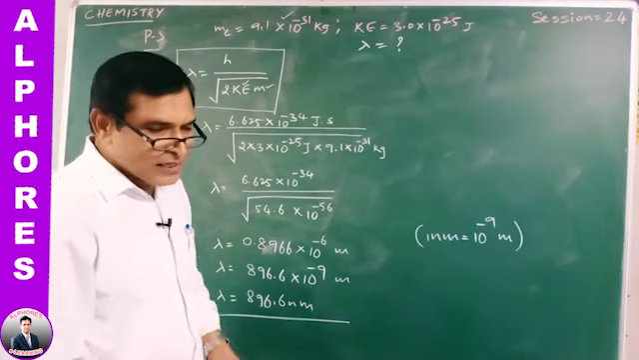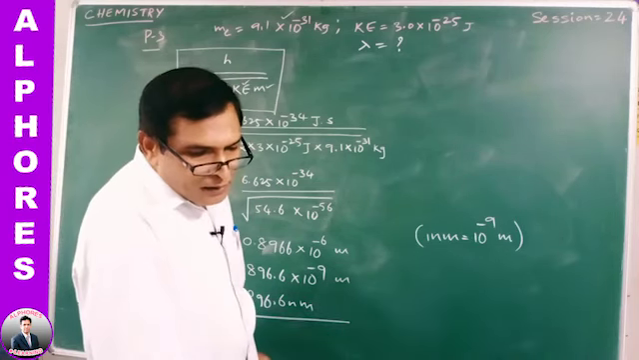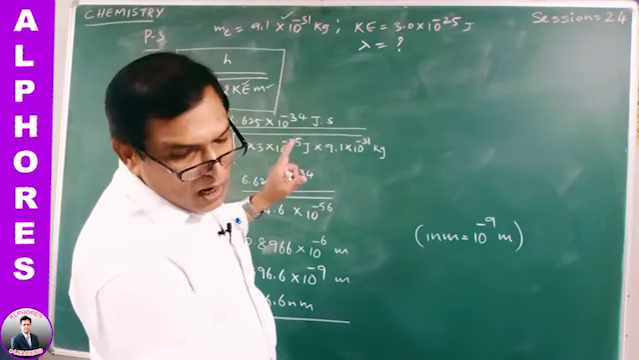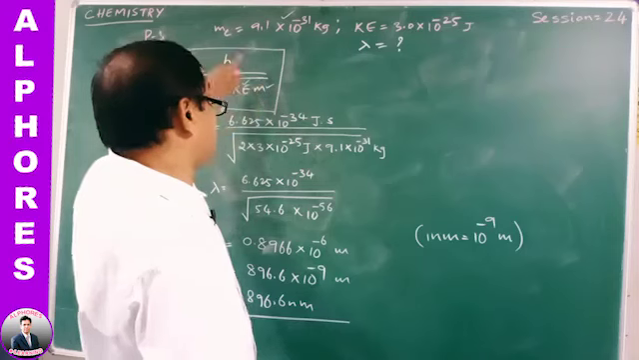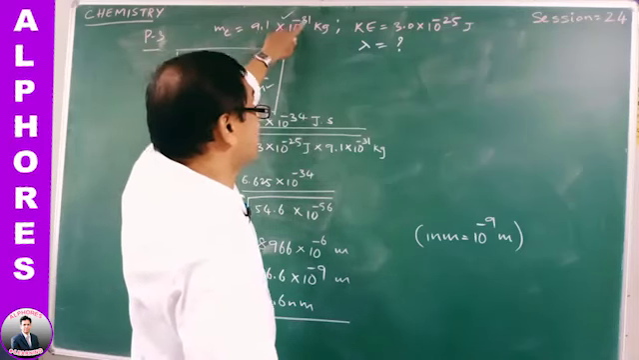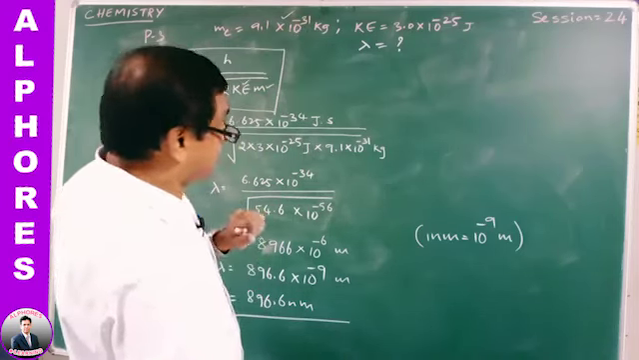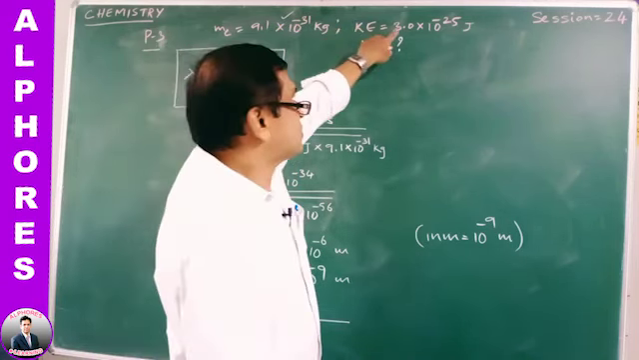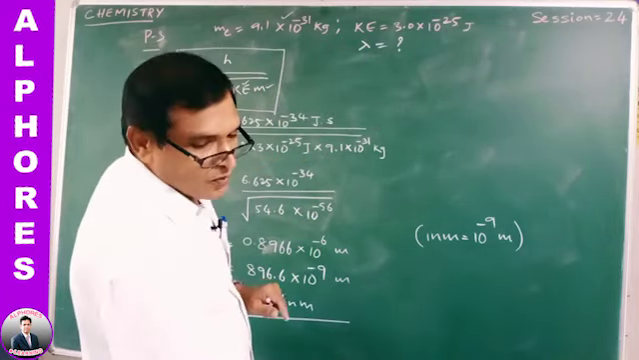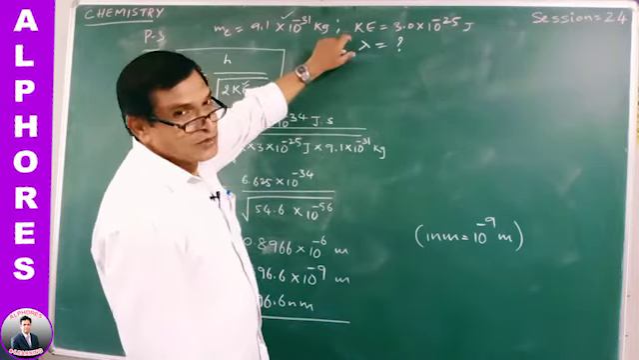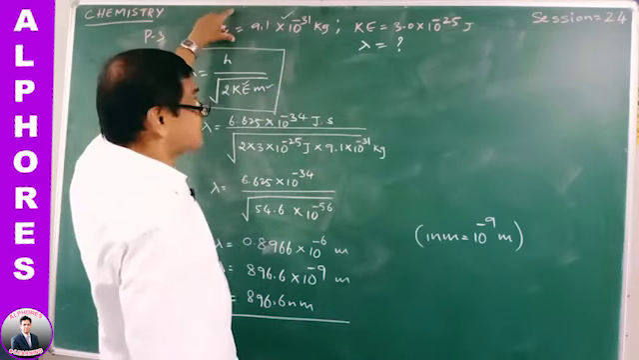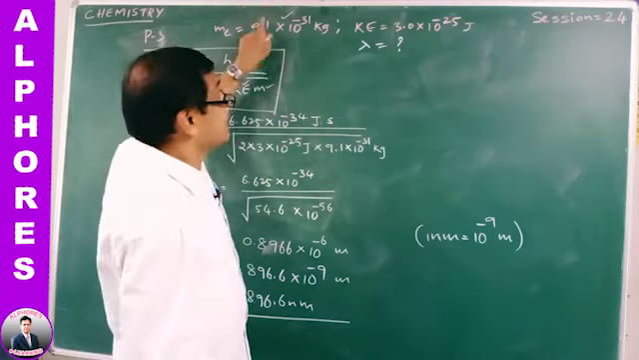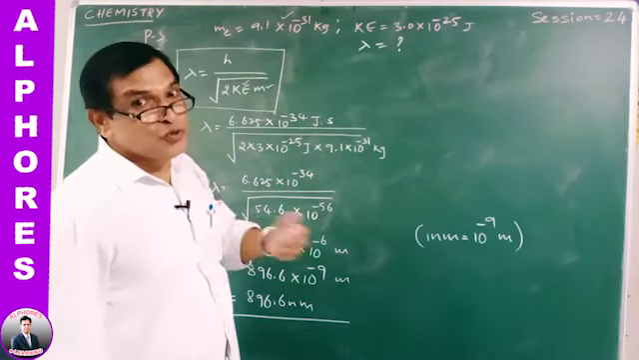Okay, once again I read the problem. The wavelength of an electron with mass 9.1 into 10 to the power minus 31 kg, when kinetic energy is 3 into 10 to the power minus 25 joules. We have to calculate the wavelength of the electron of this mass and kinetic energy. He is asking you to calculate.